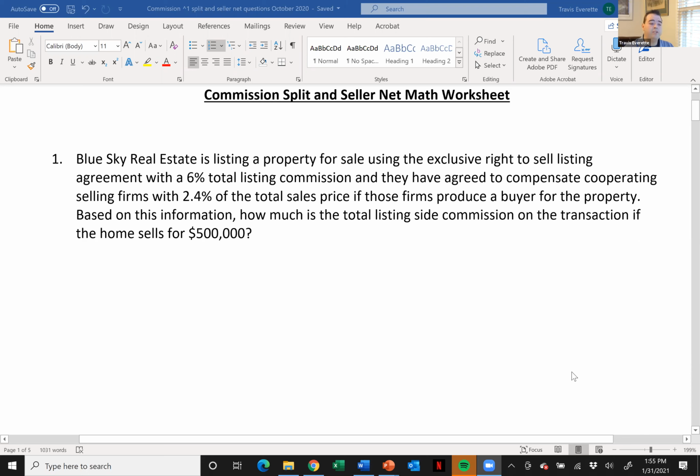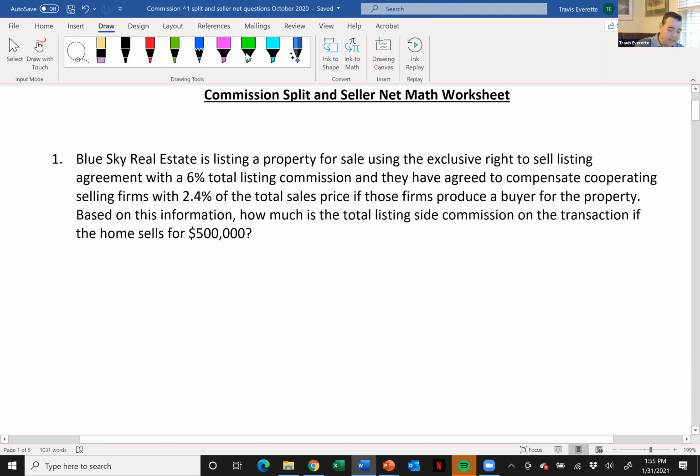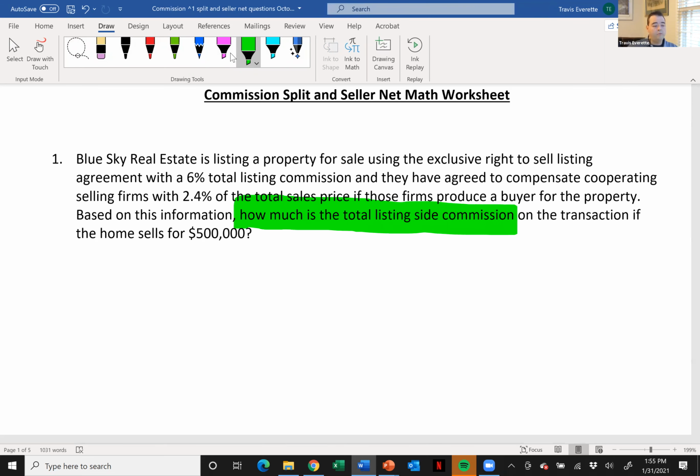Based on this information, how much is the total listing side commission? There it is. Finally, a question. How much is the total listing side commission if the home sells for $500,000. So now I know I'm going to be calculating a commission and I'm going to be splitting it up. And so I'm just going to map things out for myself. Okay, I know I'm going to have a sales price. And I know from that sales price, I'm going to have a total commission.